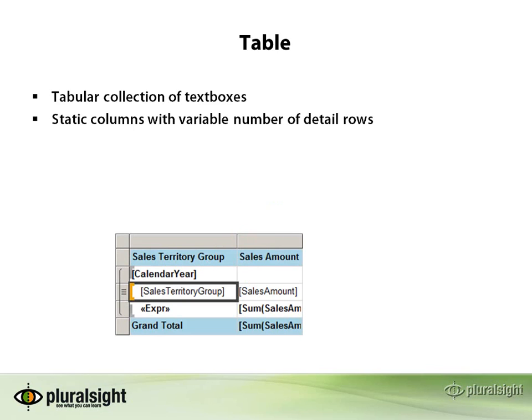Now the number of columns that it contains always remains static, but the number of rows in the table will vary by the number of rows that are returned by the query. These are called the detail rows.